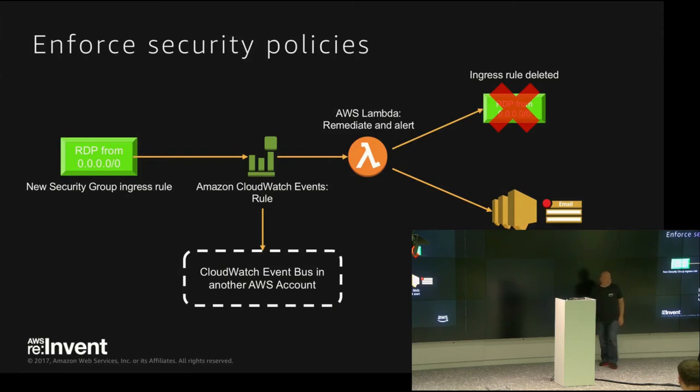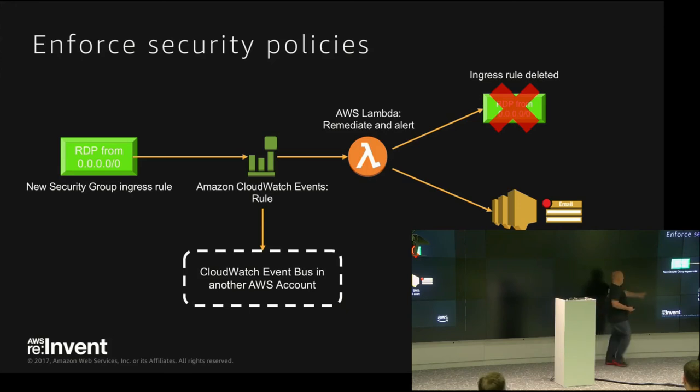Here's a very nice example that is used with many of my customers. So imagine you have an enterprise environment where you create security groups. Security groups, for those who don't know, is the virtual firewall for your servers. And imagine that you have some new system administrator that does this thing. Opens RDP port, so remote desktop protocol for Windows servers, to the whole internet. Don't do that in production, please.